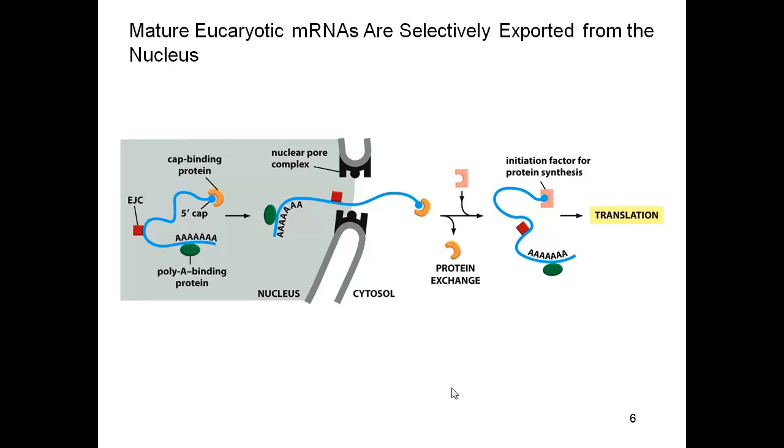Once synthesized and processed in the nucleus, messenger RNAs need to be transported out into the cytoplasm. In the nucleus, they're bound by the cap binding protein, poly-A binding proteins, and complexes called the exon junction complex. Movement out of the nucleus is aided by diffusion as it goes through the very large nuclear pore openings in the double membrane that separates the nucleus from the cytosol.